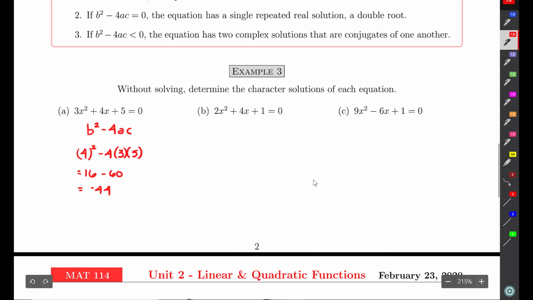Okay, all we're interested in is whether that's positive, 0, or negative. In this case, it's negative. So this would mean we have two complex zeros. That's all it's asking for, is the character of the solutions. For part B, again, it's b squared minus 4ac. So we have 4 squared minus 4 times 2 times 1. We get 16 minus 8, which is 8. This is positive, so this means we have two real solutions.